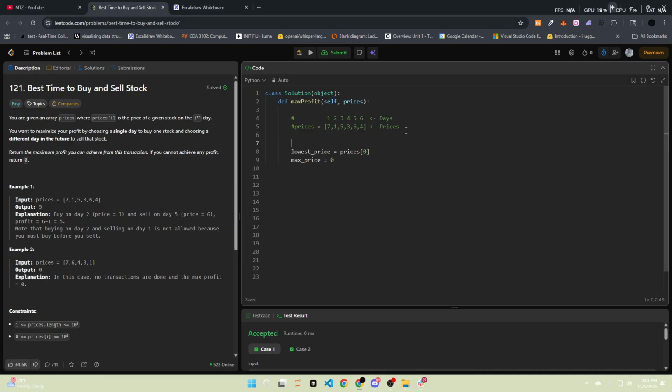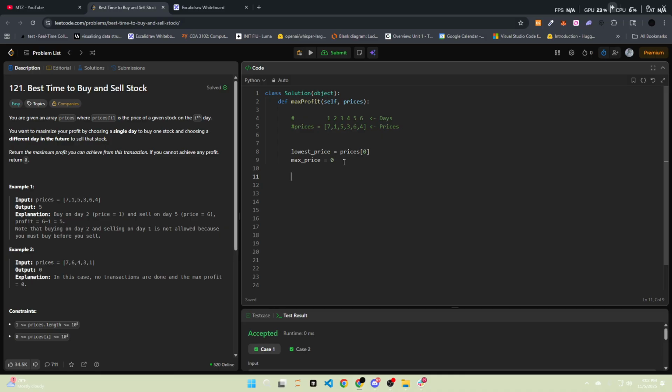The reason why we made lowest price equal to this instead of 0 is because we are going to be comparing if this value is less than each one of these. So think about it: if this was 0, then we would already fail because nothing is less than 0 here. So we just set it equal to the first one. You could theoretically set this to any number, but we just do this to keep it nice and clean.